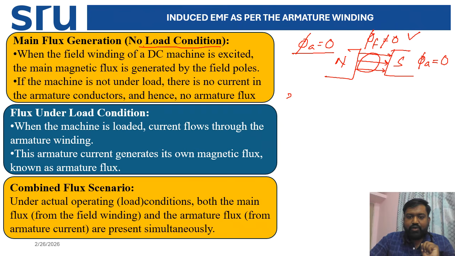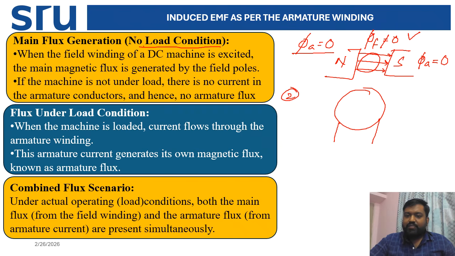Now come to the second point, that is, flux under load conditions. Suppose the field windings are not there, only the armature windings are there. When the machine is loaded, the load is connected to the armature. If we are giving an external supply, the current flows across the armature, and that means it will also flow across the load.